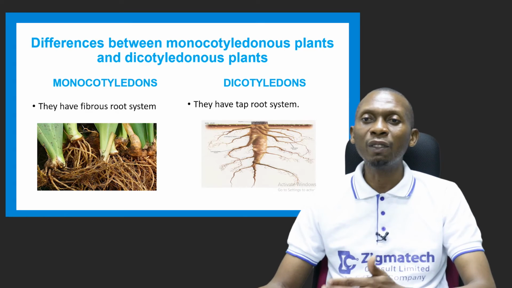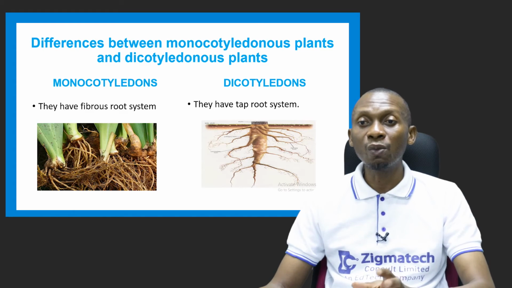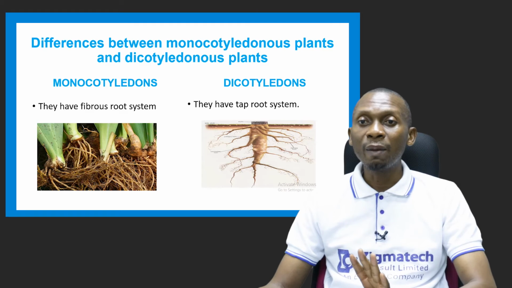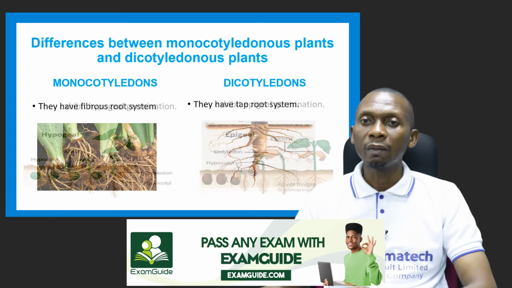Now in a seed, we have the plumule and we have the radicle. The radicle is the part of the seed from where the roots develop. For fibrous roots, they do not develop from the radicle of the seed. But tap roots, which are for dicots, develop from the radicle of the seed. Look at this. We have the taproot. You can see this is the taproot system, and this is typical of the dicotyledonous plants.